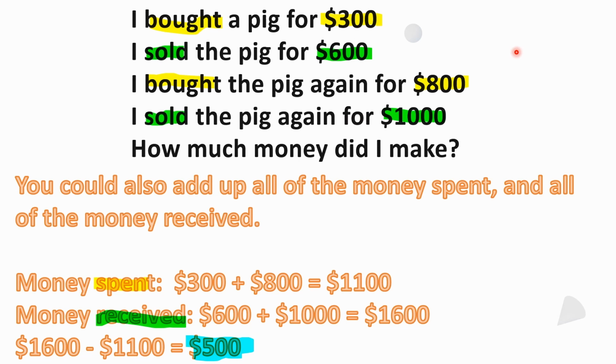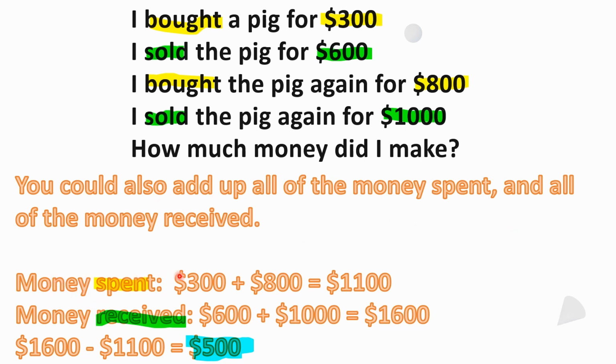You could add up all of the money that I spent and all of the money that I received. So, here I kind of highlighted in yellow where I spent money. Like I bought the pig for 300 on this first line. Down here on the third line, I bought the pig again for 800. So you could add those two numbers up. That's how much money I gave out. Whenever I sold the pig, I had money coming in. I sold the pig once here for 600. I sold the pig in the final sale for 1,000. So you could add that all up.